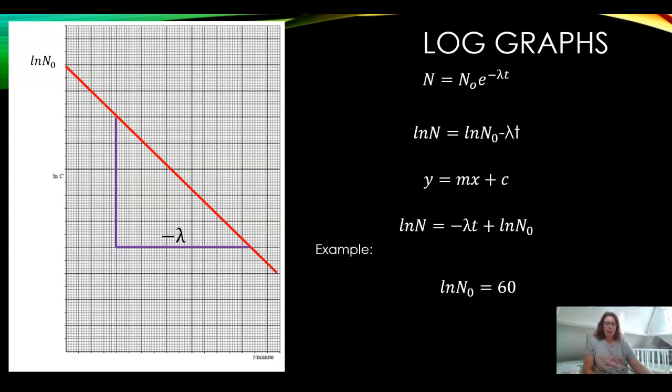So to get the correct answer, you would then need to get rid of the log, and to do that you do e to the power. So e to the power ln n0 gives n0, and you do e to the power 60 here, and that gives you 1.1 times 10 to the 26. So if a question asks you for the initial number of radioactive isotopes and you've got a graph like this, just remember the y-intercept is the log of the original number, and to get the answer you need to do e to the power of whatever that y-intercept is.